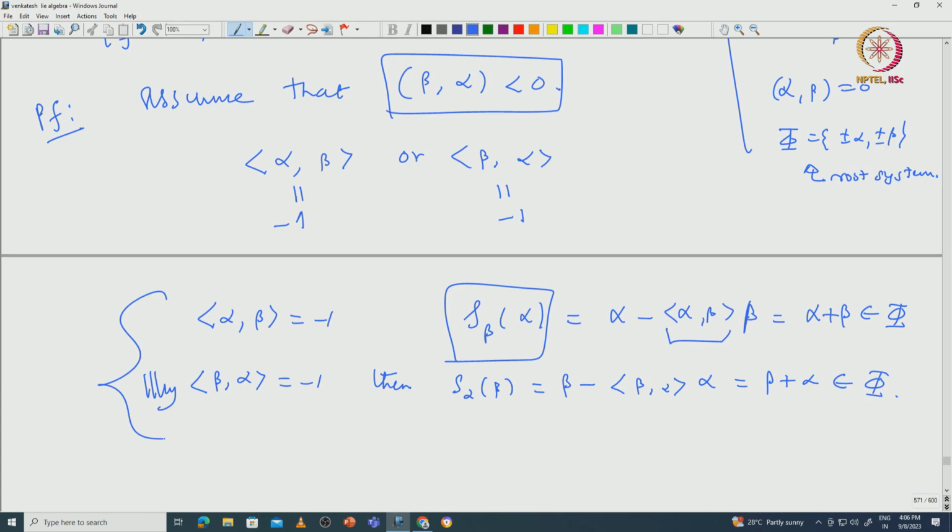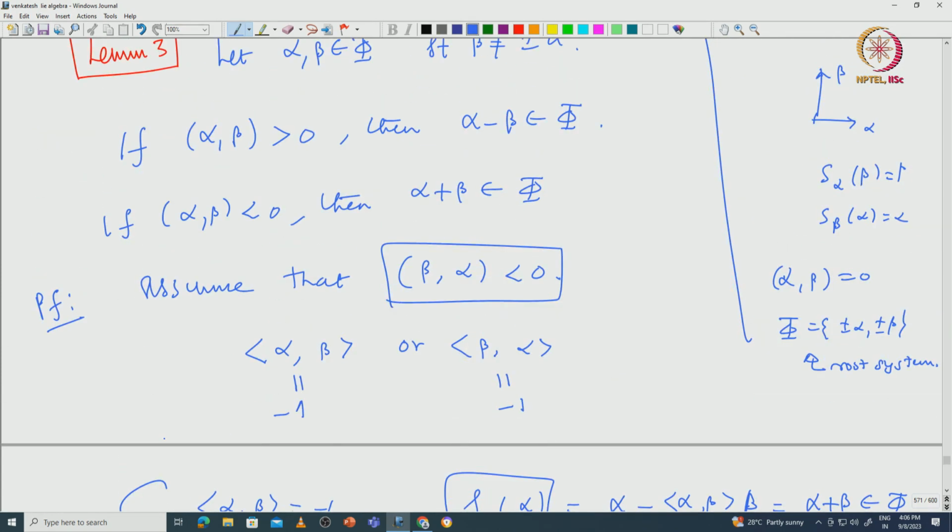Now if we go back to the first case, you can replace beta with minus beta, then you can conclude that if the inner product of alpha and beta is positive, then alpha minus beta is in phi. So, the second statement implies the first statement.